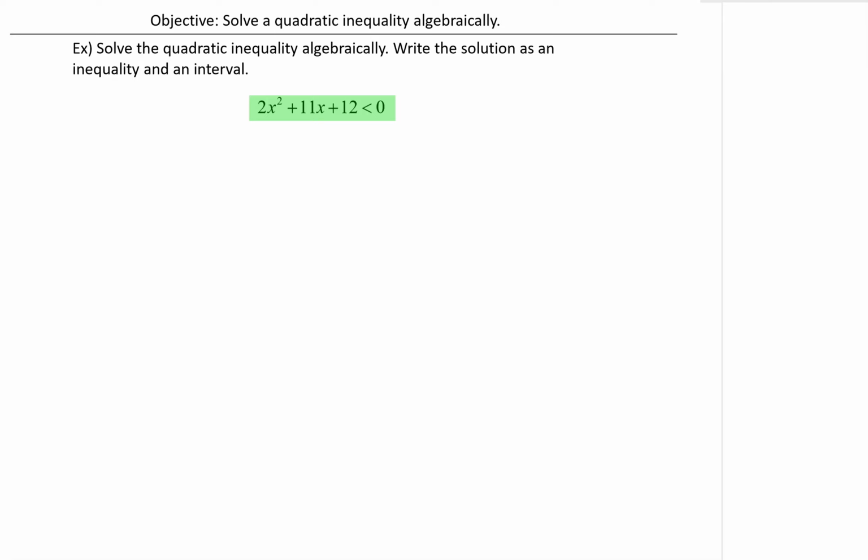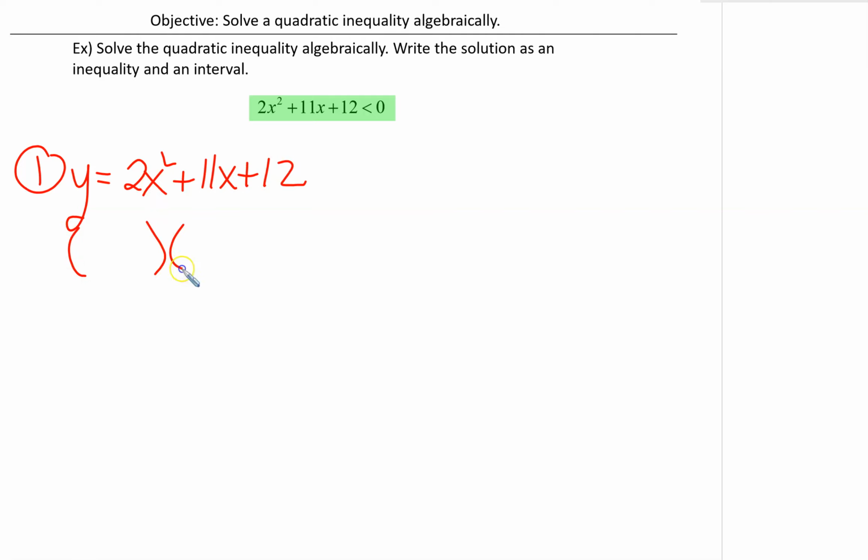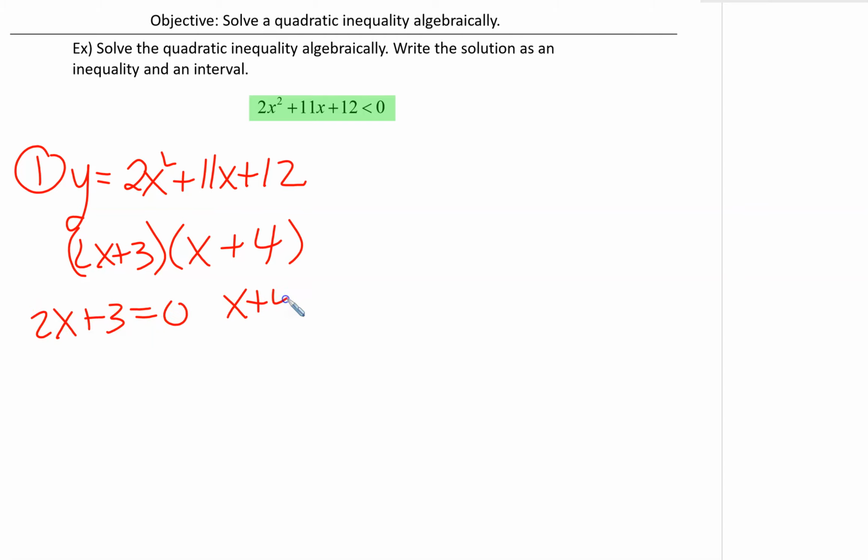So again, first thing I'm going to do is find the roots or zeros of the related function. So I am going to factor that trinomial. So I have a 2x and an x. And let's see, looks like we want +4 and +3. That'll give us 8 + 3 for 11x in the middle. So either 2x + 3 equals 0 or x + 4 equals 0. And here we'd subtract the 3 first and then divide by 2, so that gives us -3/2. And this one we'd subtract 4, which gives us -4.